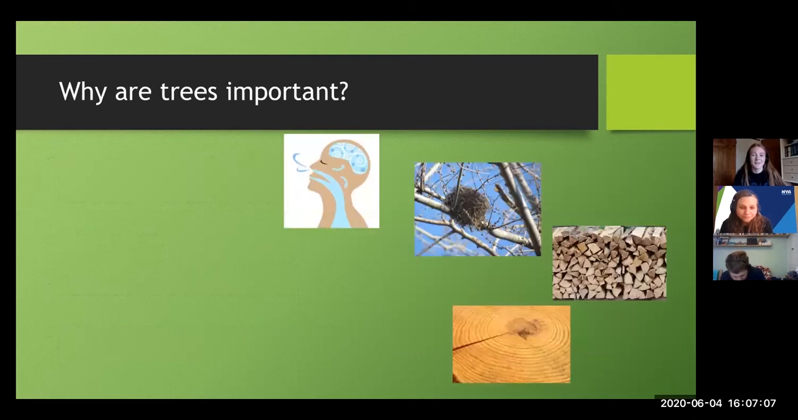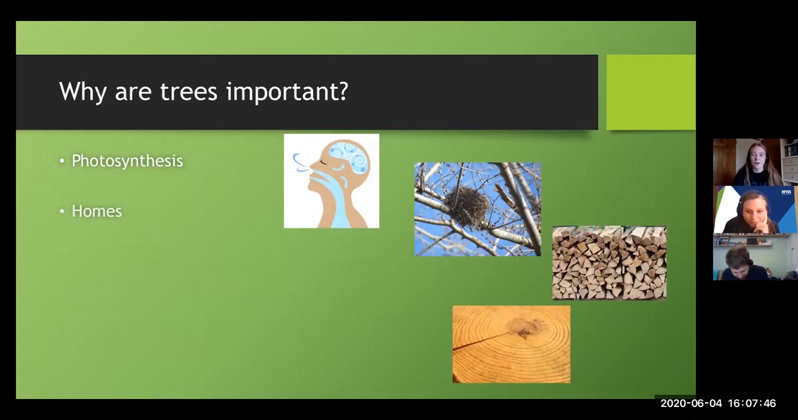Okay, so why are trees important? Do you have any guesses? Habitat, perhaps? Yeah, so I've given you some clues there. They act as homes for a lot of things. Anything else? They oxygenate the air. Yeah. So obviously they photosynthesize, so they release oxygen, which is great for us, and they also take in carbon dioxide, which is particularly useful in this current day.